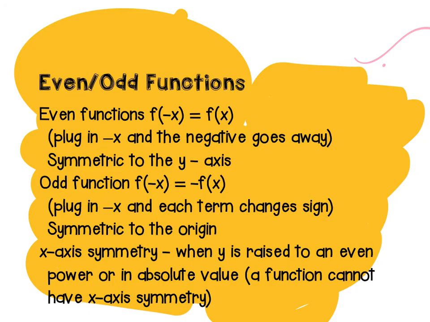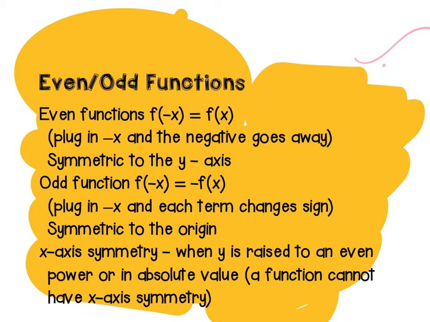All right. Now we're going to talk about if a function is even or odd. So for even functions, when I plug in a -x into the original function, if it simplifies back to the original function, it's even. So you're going to plug in -x, but then the negative goes away and it goes back to the original. You will also say that even functions are symmetric to the y-axis. Odd functions are when you plug in a -x, and all of the signs on all of the terms become opposite of the original ones. So each term is going to change sign from the original. If it's an odd function, you're going to say that it's symmetric to the origin.